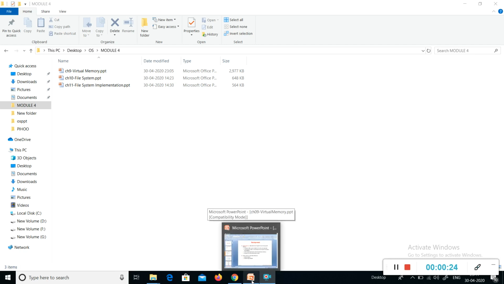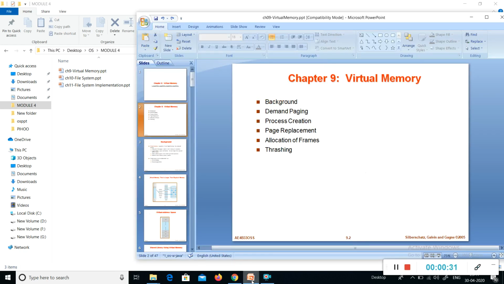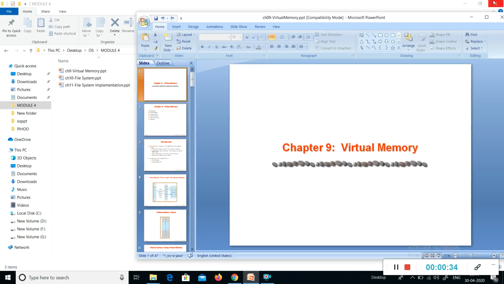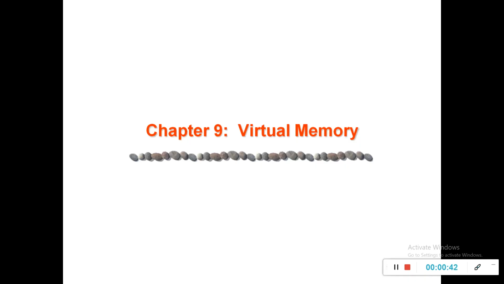We already discussed the memory management concepts, and here we are going to discuss the concept called virtual memory. So what is the need of virtual memory? When the memory is insufficient, we are using the concept called virtual memory. Or there is another requirement of the virtual memory: when you are loading a program that is larger than the available physical memory, then we are using the concept called virtual memory.